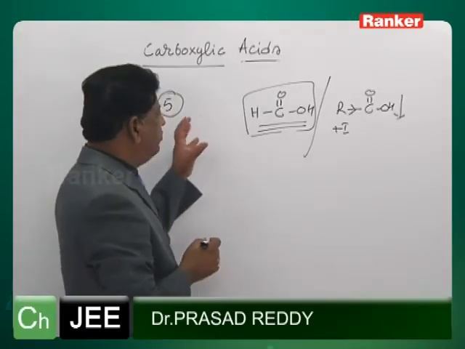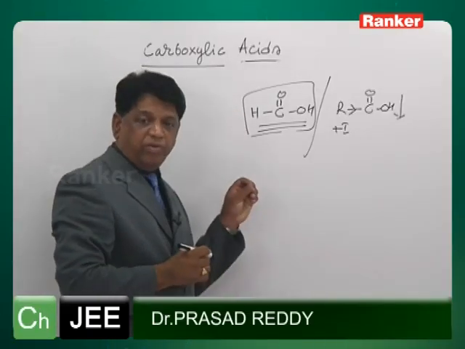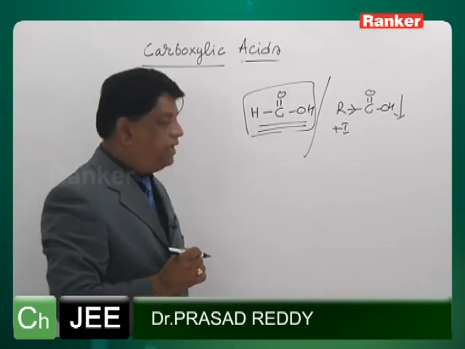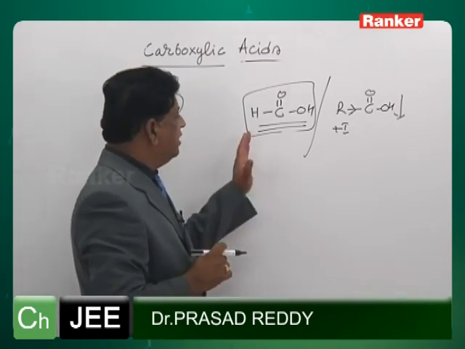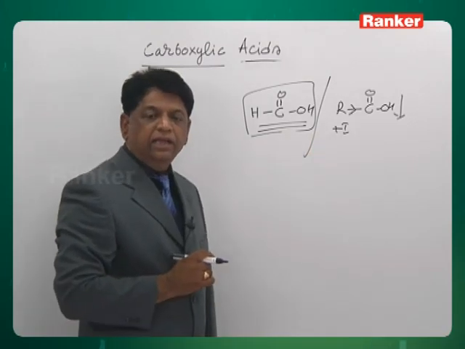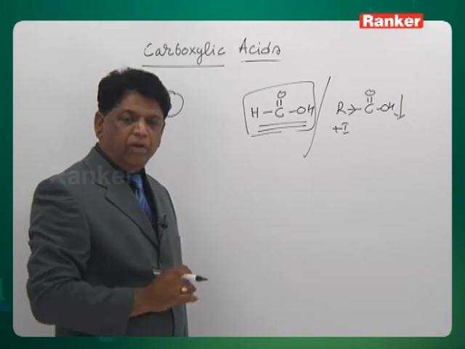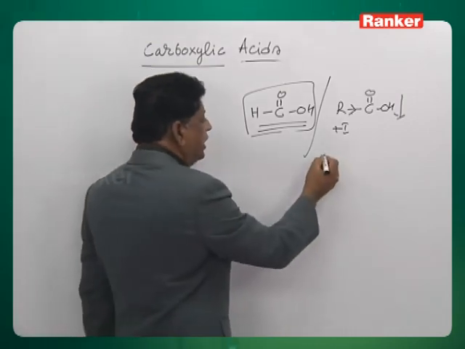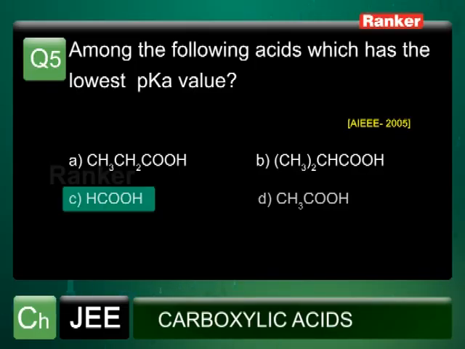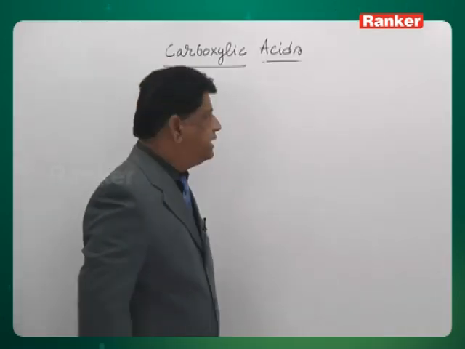However, if you have any withdrawing group like chloroformic acid, it would have become the strongest acid. But the question here is formic acid versus the other alkylated acids. So A, B, D are wrong answers. So the answer goes to option C. So let's go to question number 6 here.